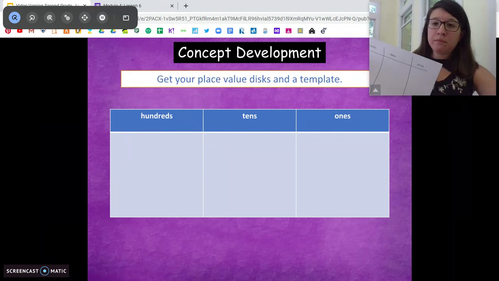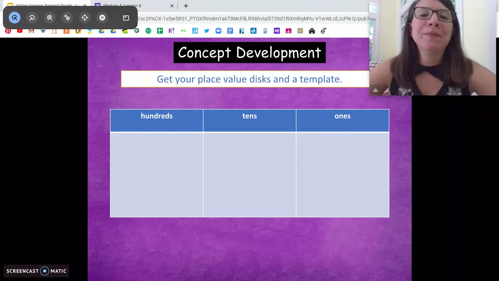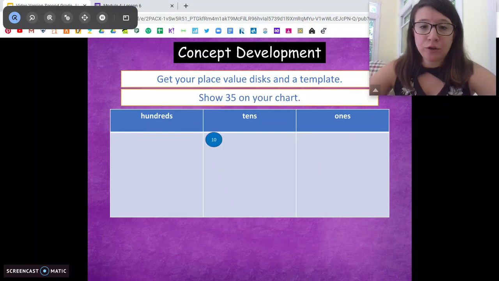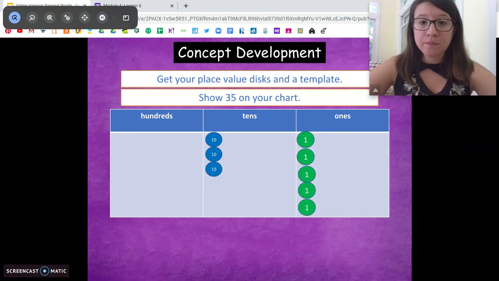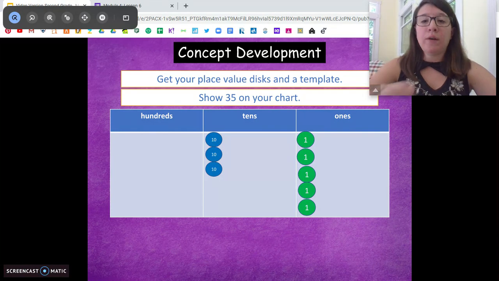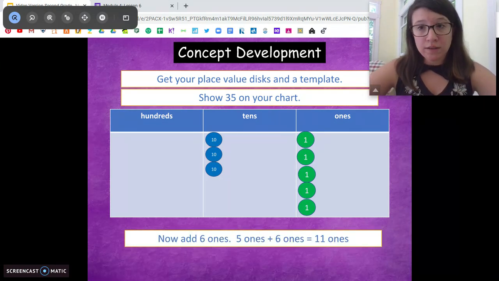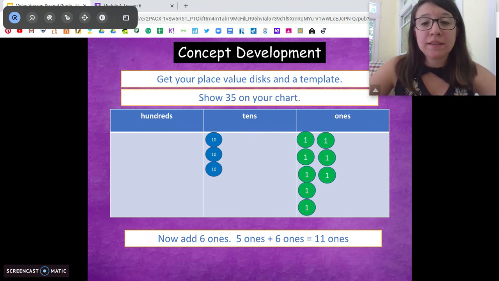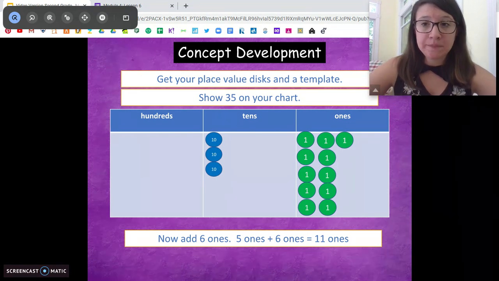Okay, so now I want you to try it. Get out your place value chart and your place value discs from home, and I want you to show 35 on your chart. So pause and do that now. Got it? Okay. Now I want you to add 6 ones. Okay, so you should now have 11 ones in your ones place. Pause, add 6 ones.